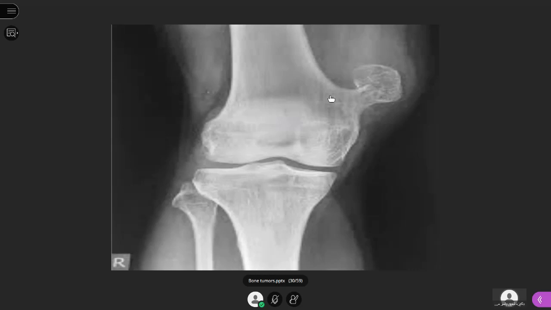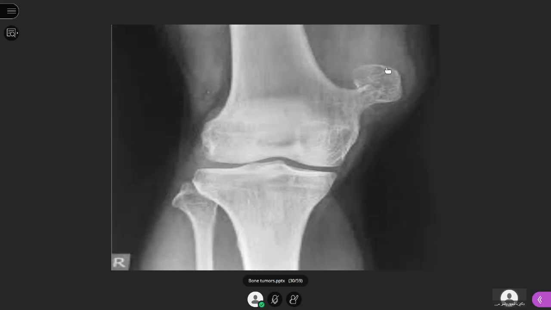So this is the pedunculated variety of osteochondroma, and what you cannot see here is a cap of cartilage. Why are you not able to see it? Because cartilage appears dark on all radiological modalities. Remember this point. Cartilage appears dark on all radiological modalities, including X-ray, ultrasound, CT scan, and MRI. So you cannot see the cartilage cap here.